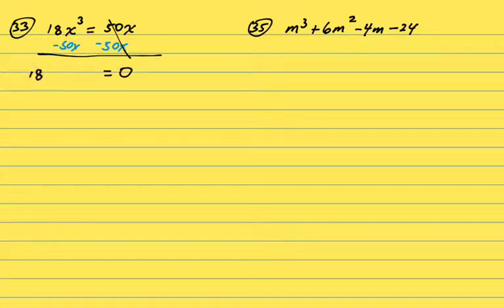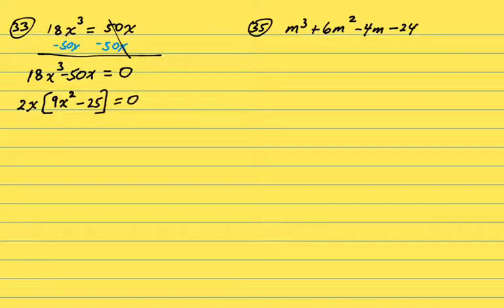On the left, you're going to have 18x to the third minus 50x. Now I'm looking for something I can factor out of both of these. I know I can take a 2 and an x out. 2x times what is 18? Well, 2 times 9 would make 18. And to make x to the third, you'd need an x to the second. 2x times 25 makes 50.